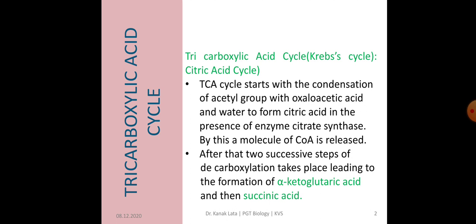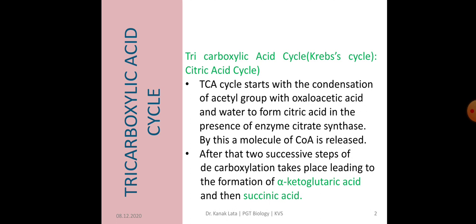Krebs cycle or TCA cycle, that is tricarboxylic acid cycle, starts with a condensation process. In this process, acetyl coenzyme A reacts in the presence of water with oxaloacetic acid, which is normally present in a cell, and forms citric acid, releasing coenzyme A for reuse in the pyruvate oxidation. This reaction is catalyzed by the enzyme citrate synthetase.